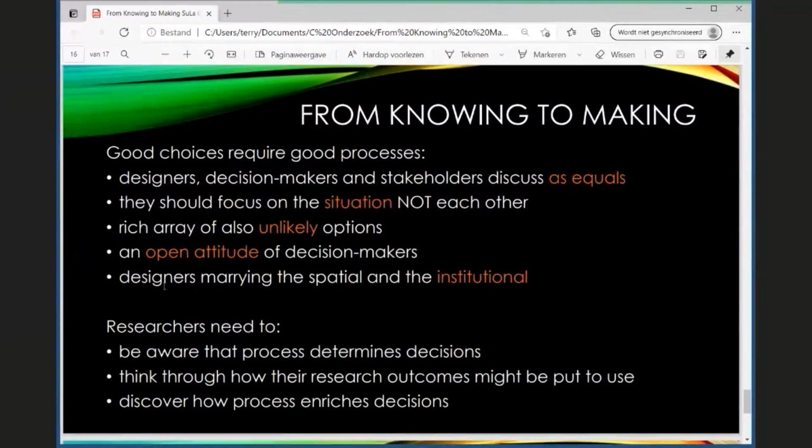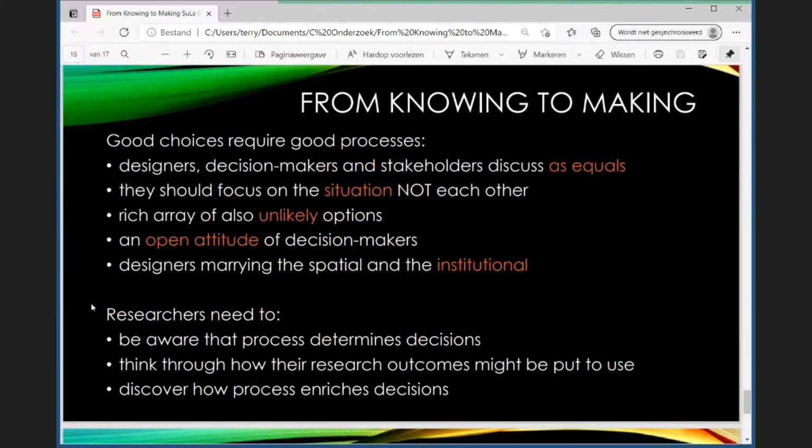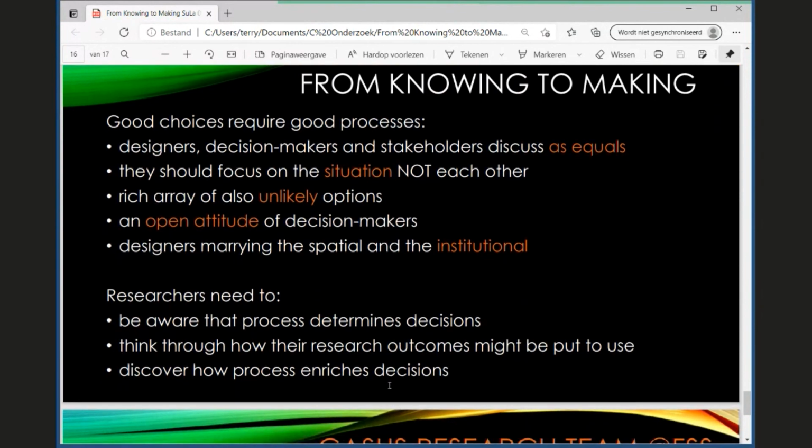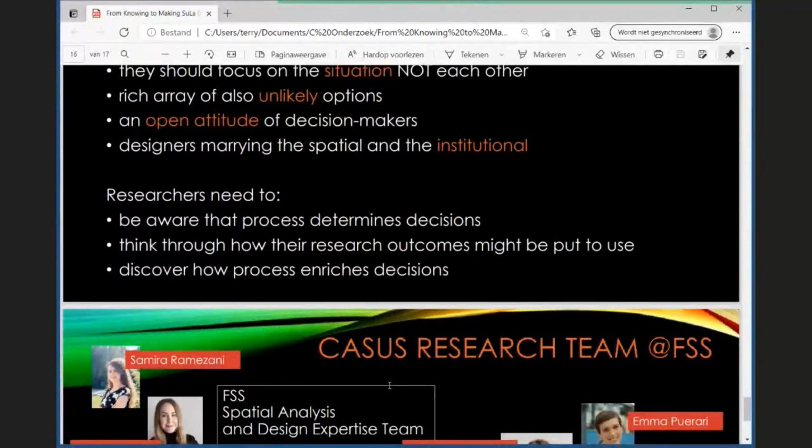And it also needs designers who understand the institutional side, how politics works, how laws work. And then we as researchers, I think it's good within this network too to keep talking about processes that lead to these landscapes. Because with our knowledge, we can ourselves envisage great options, but they won't happen when the process isn't accommodating or conducive to this. We might also think through more how research outcomes could be infused in that kind of future exploration process, and also discover how this process would enrich decisions and save us from buying too quickly into mediocre options.